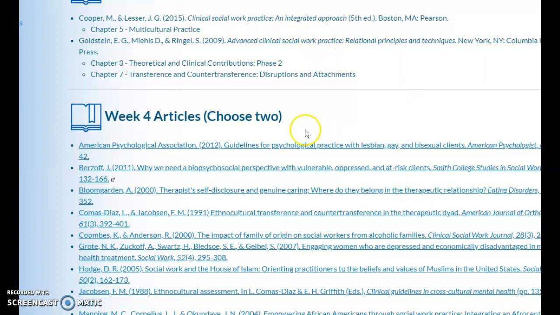You'll see here as well, you're only required to do 2 of these articles. It may actually be a good idea to pick 2 that may relate more to the client that you choose for the developmental assessment paper. You'll be potentially using some of these articles for the discussion post as well, so it could be useful to be able to utilize them for both assignments.